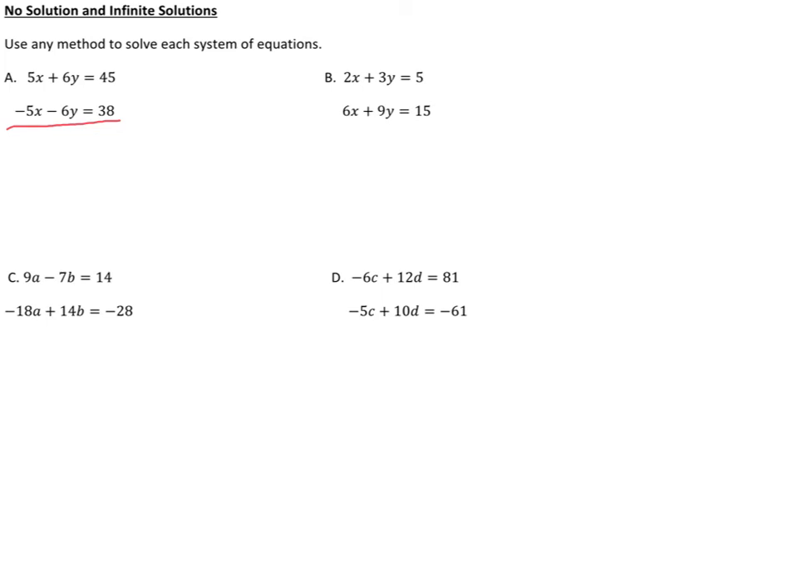So I have 5x minus 5x, which is just going to be no x's. Those are going to cancel out. If I have 6y minus 6y, those will also cancel. So I'm just going to be left with 0 on this first side. And then if I add down on the other side, I'm going to end up with 83. And since 0 does not equal 83, this one is going to be a no solution.